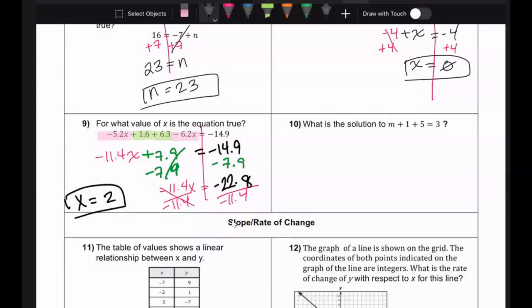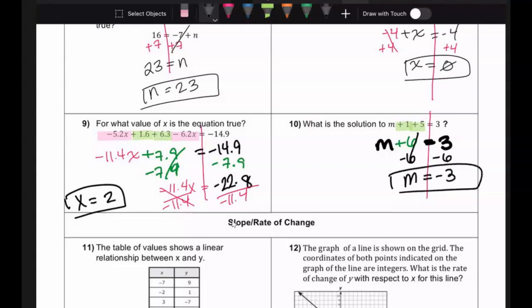Last one for part 1. We are going to combine like terms if we can. And in this case, we notice that we can because we see the constant 1, the number without a variable, but we see another number without a variable, the 5. We can combine to a positive 6. Then I will bring everything else down. You want to get your variable by itself, so in this case the m. So I'll subtract 6 from both sides. And you get m equals negative 3.